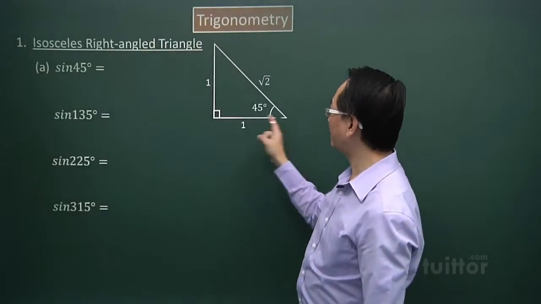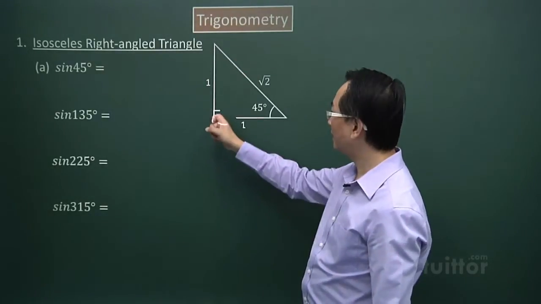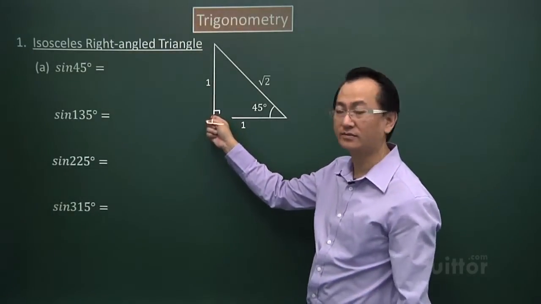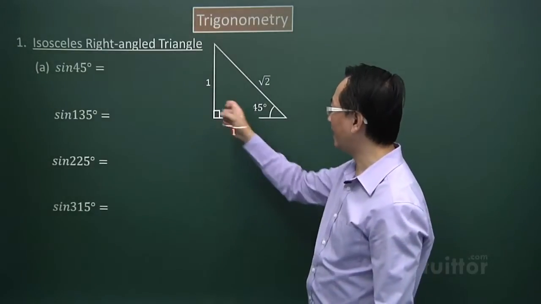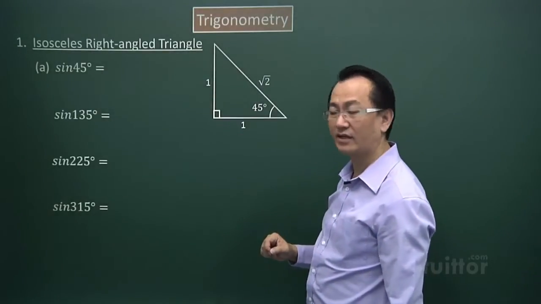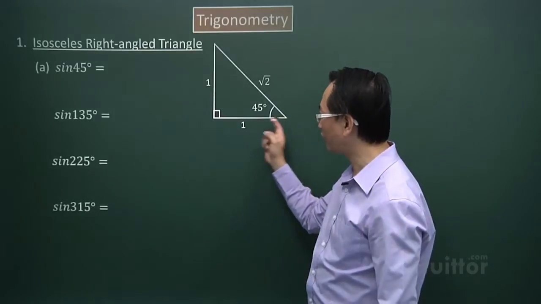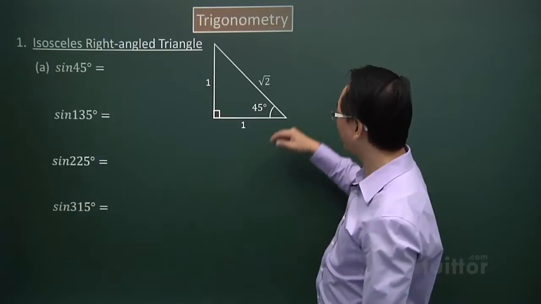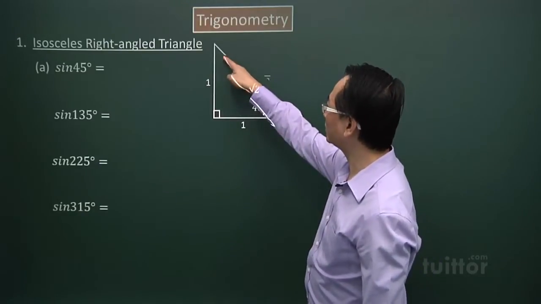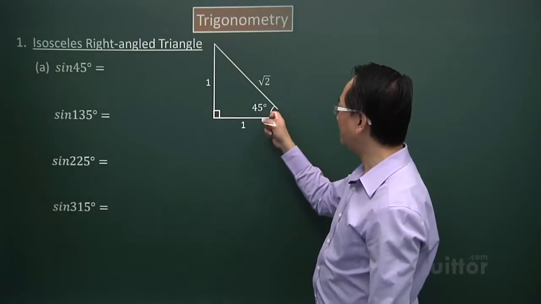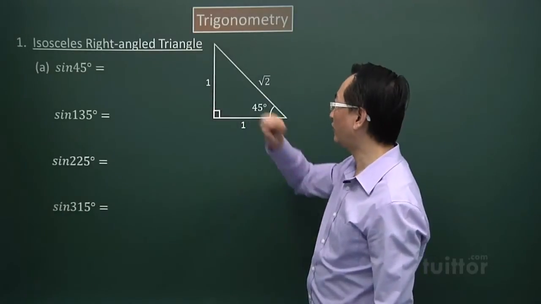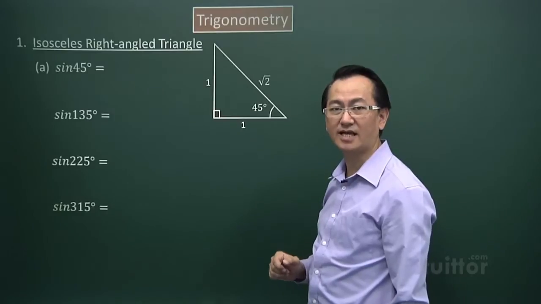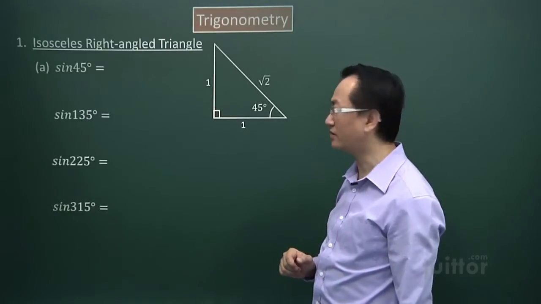So, if you look at this triangle, there is a right angle here that will make the triangle a right-angled triangle. And with these two sides of equal length, we also have an isosceles triangle. What it means is that these two base angles will be the same. If this is 45, that will be 45. So this triangle is both an isosceles as well as a right angle triangle.